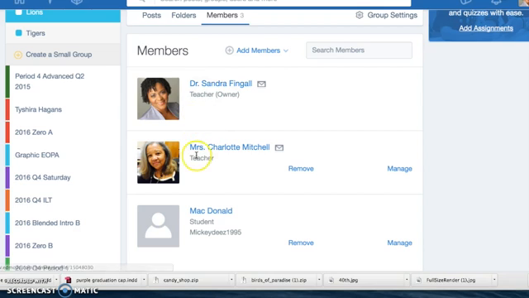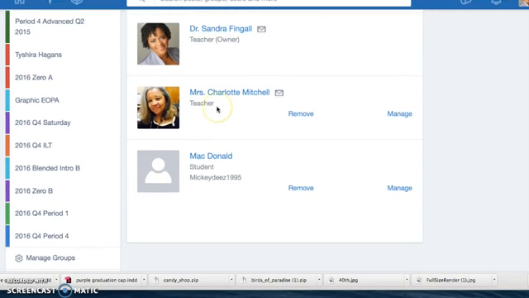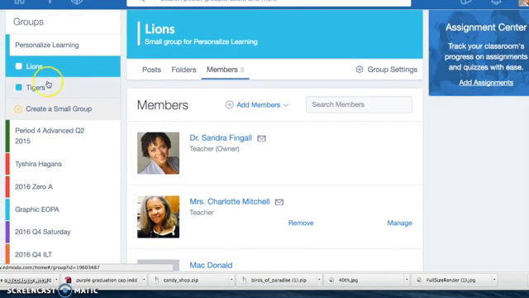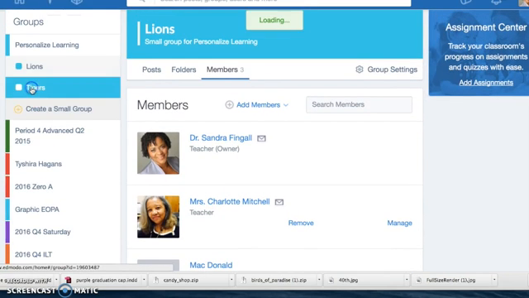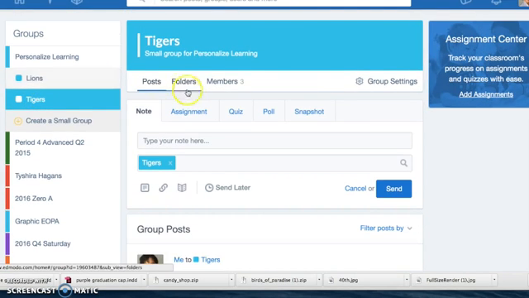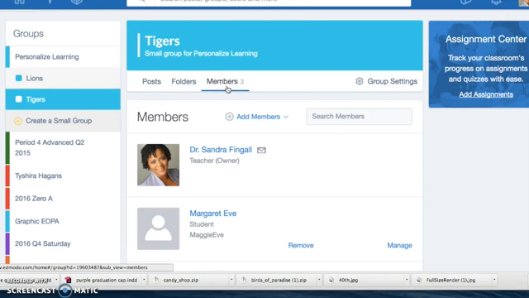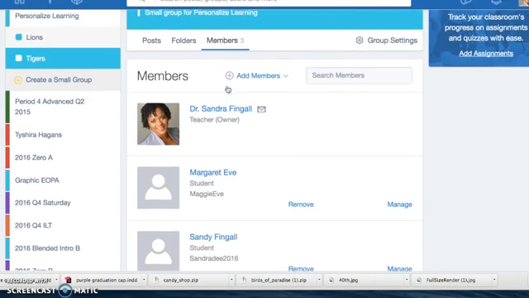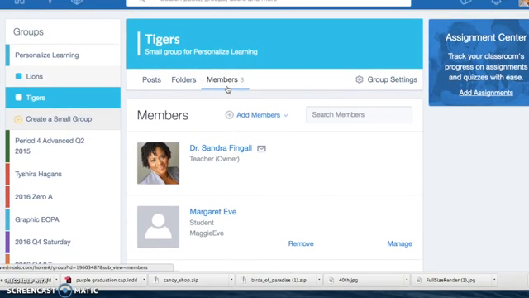And when we take a look at who are the members of this group, you can see that we have two teachers, a co-teacher, Mrs. Mitchell, and you have me, and then here's our high achieving student. So when we go into the Tigers group, what's interesting is here we have 3 members, and these members are students who need to have specialized attention for the assignments. They need scaffolding. These are our students who are more on the low achieving end.